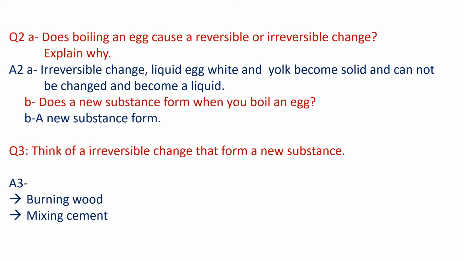Does boiling an egg cause a reversible or an irreversible change? Explain why. As we discussed, it is an irreversible change: liquid egg white and yolk become solid and cannot be changed to become a liquid again. Does a new substance form when you boil an egg? Yes, a new substance forms. Think of an irreversible change that forms a new substance, like burning of wood that makes a new substance, that is ash and smoke.